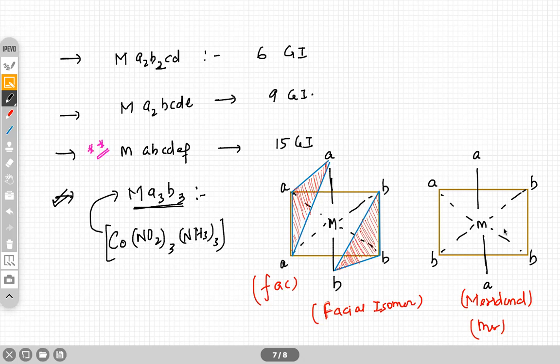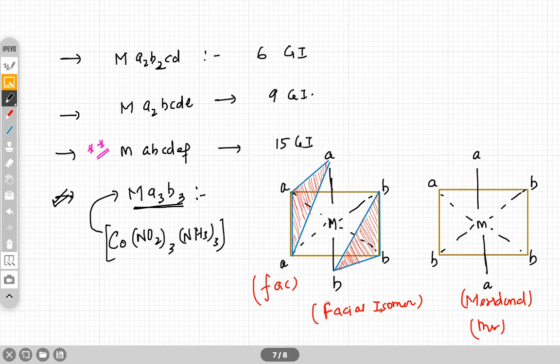Why do we call it meridional? That is not required, but it says the ligands are present at the meridian of the octahedron, hence it is meridional, nothing much. Okay? But you should know how to write down the facial or meridional isomer, that is what I explained. All at 90 degrees, two at 90, one at 90.